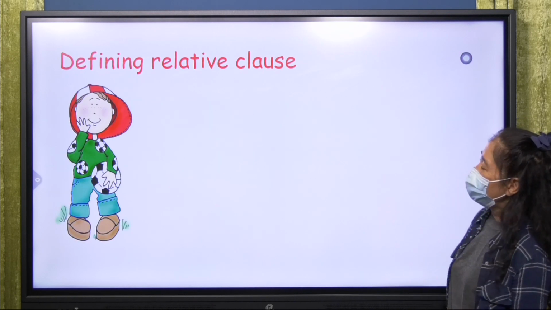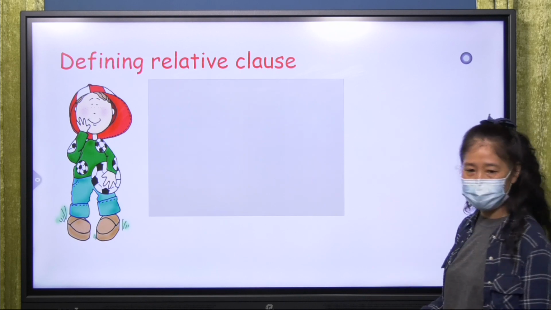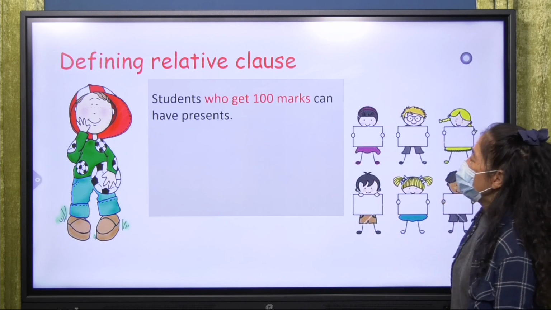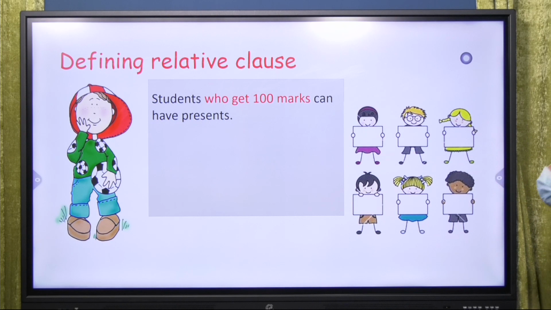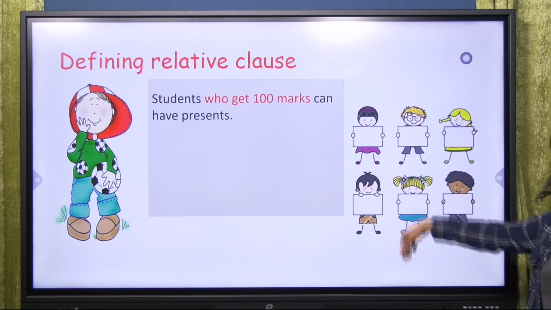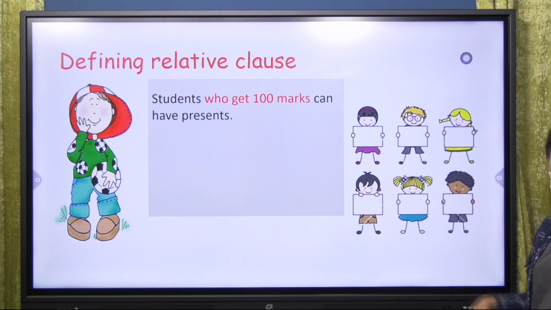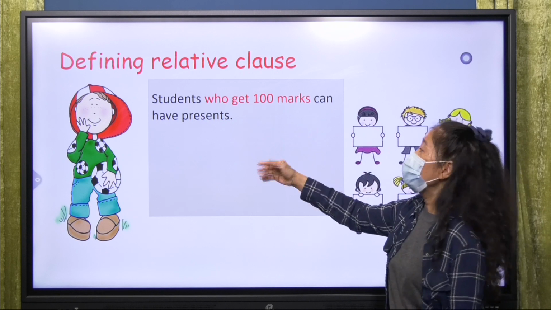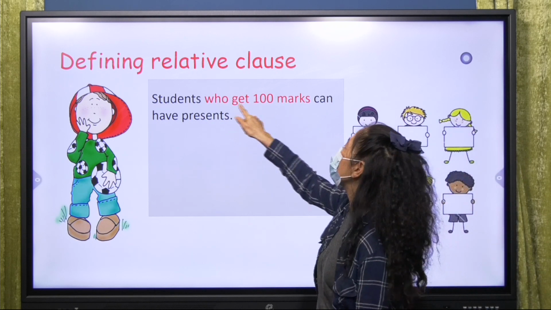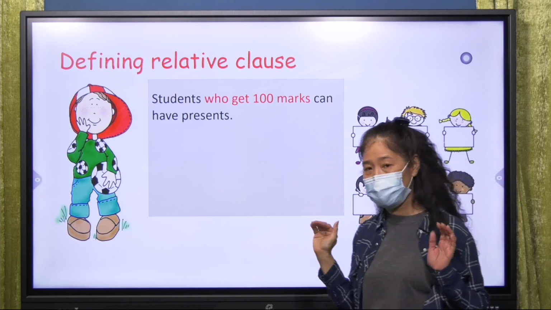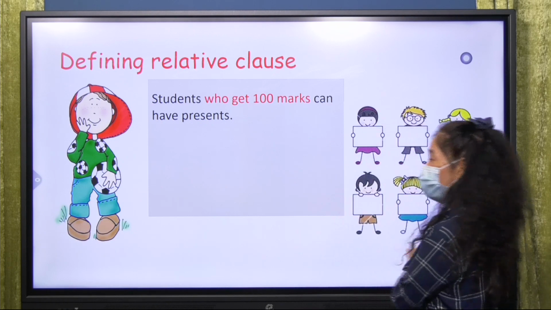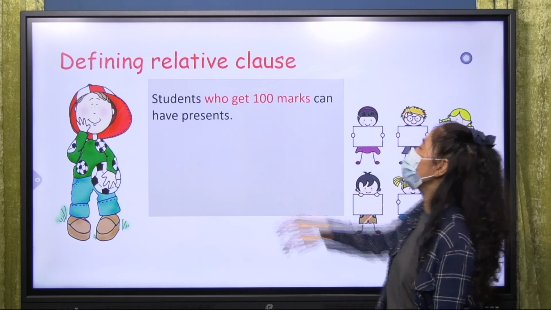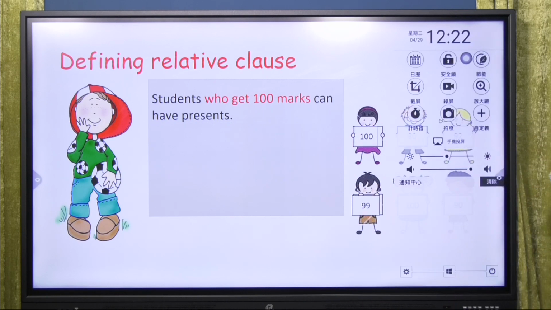I'll give you another example. Again, this is a defining relative clause. Students who get 100 marks can have presents. So look at here, this class, how many students? 1, 2, 3, 4, 5, 6. All of them have presents? No. In this defining clause, who get 100 marks, is very important information. Not all students here. Only those who get 100 marks. So look at here.